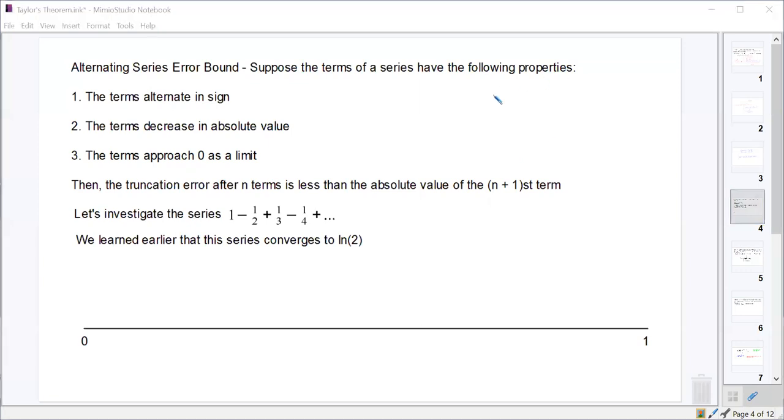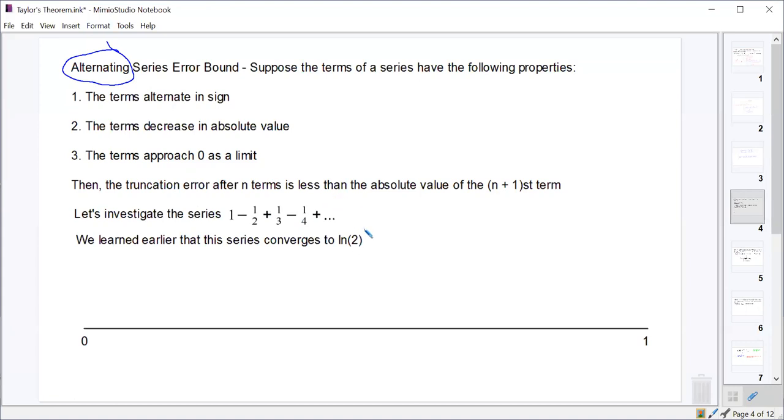Perfect. Okay, so the next one here is called the alternating series error bound. And this one is also very, very easy. The important thing about this one is that guess what types of series it only works for? Only series that alternate, which means go from positive term to negative term, to positive term to negative term, to positive term to negative term.